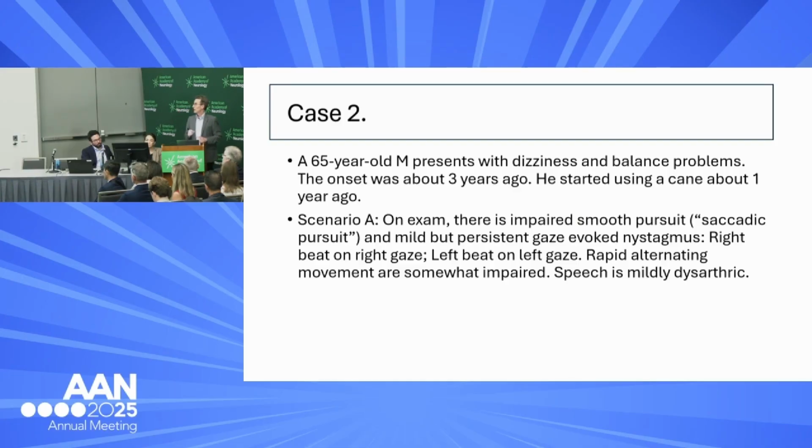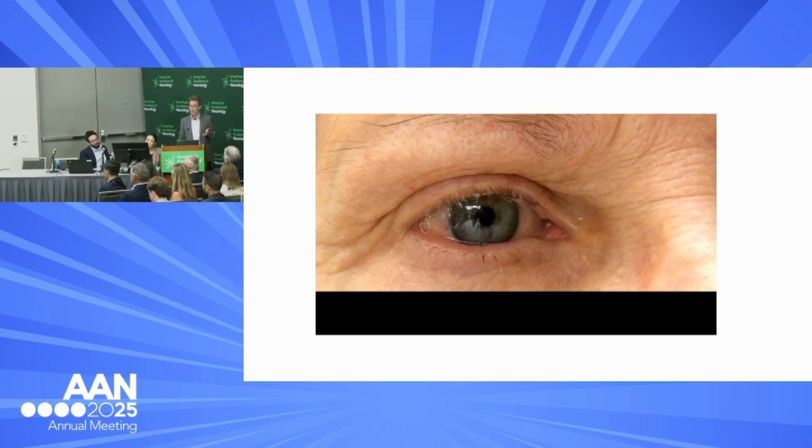And also has mild persistent gaze-evoked nystagmus. Those 2 usually go together, impaired smooth pursuit and gaze-evoked nystagmus, and that was right beat on right gaze and left beat on left gaze. Also some subtle signs of dysmetria, rapid alternating movements are somewhat impaired, and speech is mildly dysarthric. So this is in the category of a mild cerebellar dysfunction, mild cerebellar ataxia.